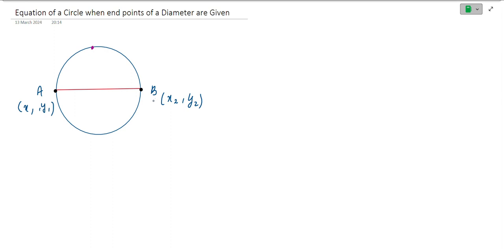If we have to find the equation of a circle, we require two things: one is the center of the circle and another one is the radius of the circle. If I find these two things, I can find the equation of the circle. With the given points, I can find the center of the circle.